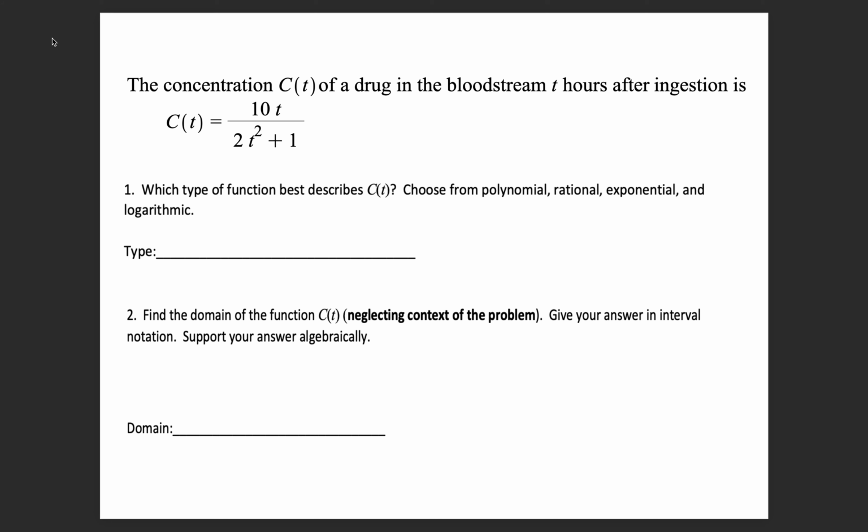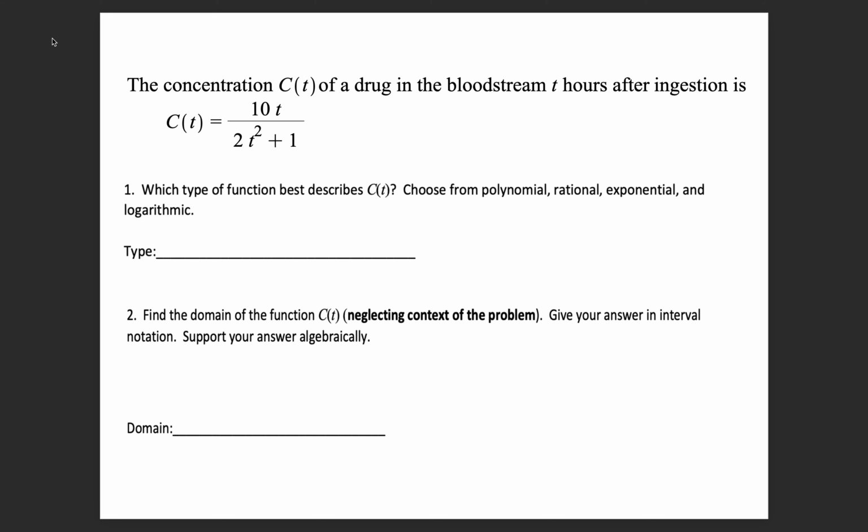Okay, for this sample problem, we have the concentration C of t of a drug in the bloodstream t hours after ingestion, where C of t is equal to 10t all over 2t squared plus 1. And for the first question, which type of function best describes C of t? It says to choose from polynomial, rational, exponential, and logarithmic.